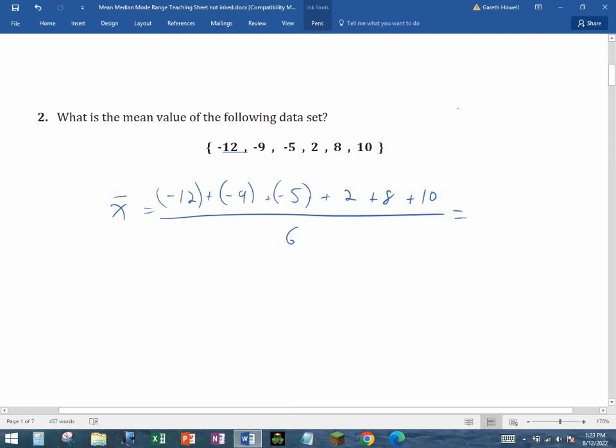So when I add at the top, remember that negative values get added together, but they get subtracted. So if I added up all these negative values here, I would get negative 12 plus negative 9, which is negative 21, plus negative 5, which is negative 26. And if I added up all these values, I would get 2 plus 8, which is 10, plus 10, which is 20. So I get a positive 20 and a negative 26. If I add those two together, I actually end up getting a negative 6, all over 6, and that's equal to negative 1. So x bar, or my average, my mean, is equal to negative 1.